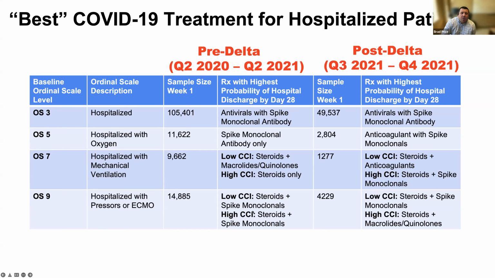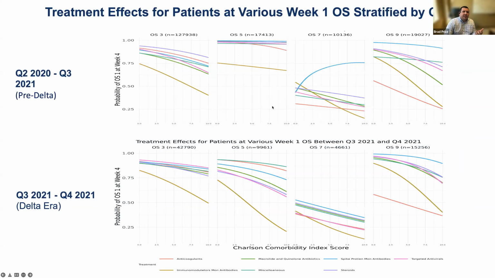And again, for OS9, we see steroids plus spike monoclonals work well in both. And again, we see it show up here. So there are some trends that can be depicted from this, where we're seeing this interaction of steroids and spike monoclonals do fairly well and have high successes. But if you go back here and look at the probabilities in general, you'll see there are fairly high probabilities for at least the low severity groups.